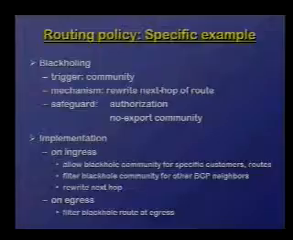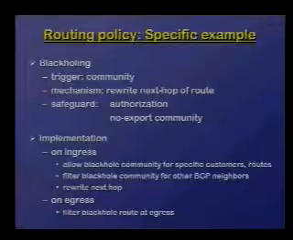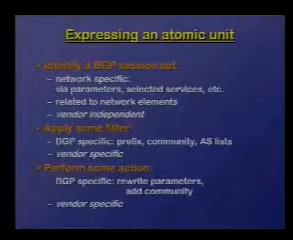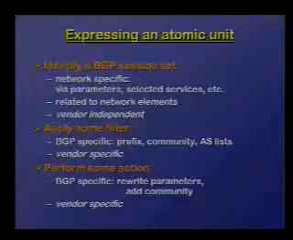Then you need to be able to rewrite the next hop, and you want to make sure that you actually don't advertise this route any further. So on egress, you have to make sure that you do filtering of all of these black hole routes. So what is it that I mean with an atomic unit of a BGP policy or a service here?